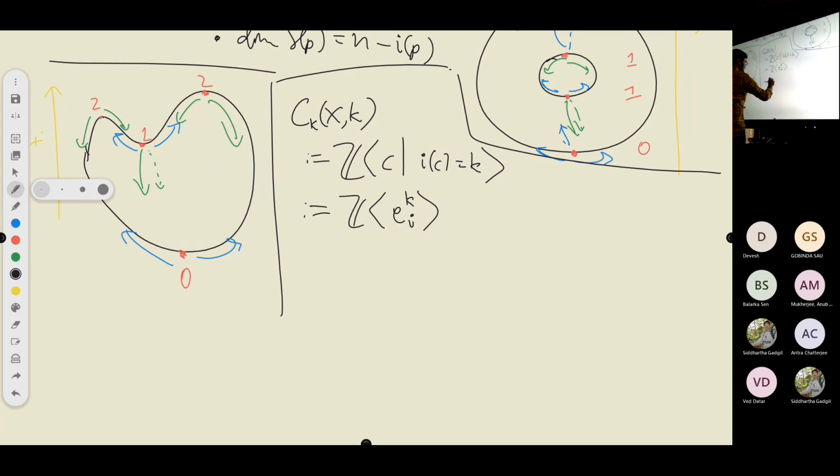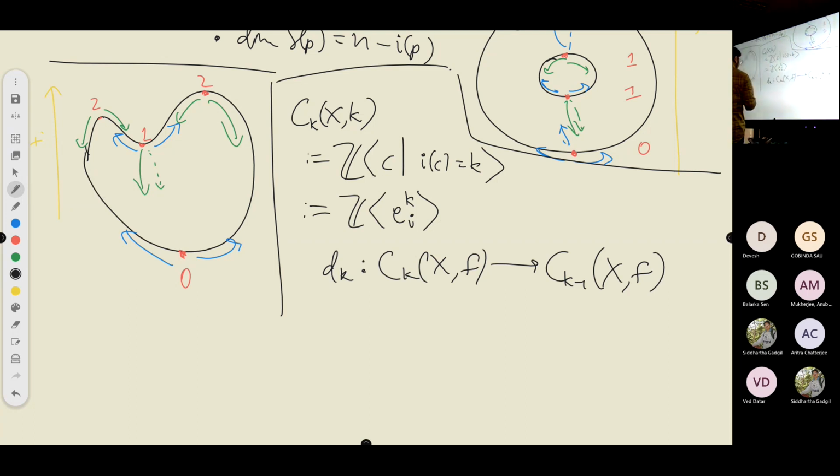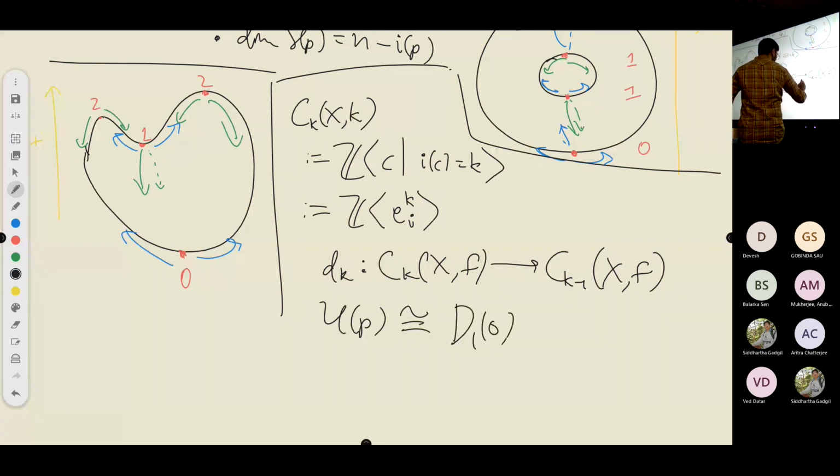And this I'm going to define as follows. So recall our unstable manifold, which is diffeomorphic to an open ball of dimension the index of p. In this, I'm going to define U prime of p as the disk of radius half sitting inside this.